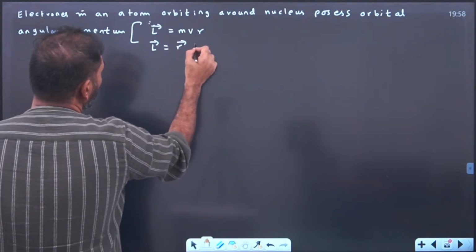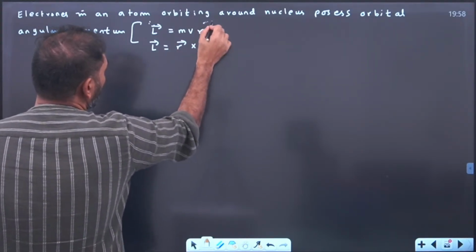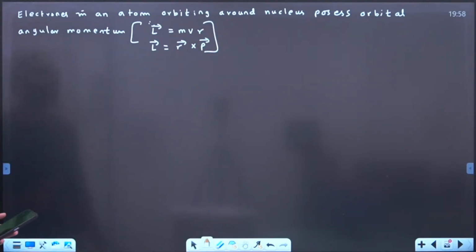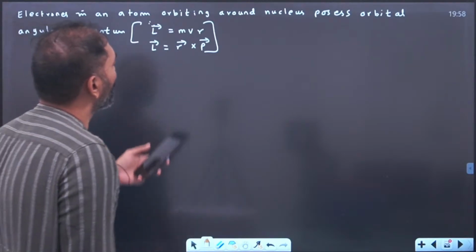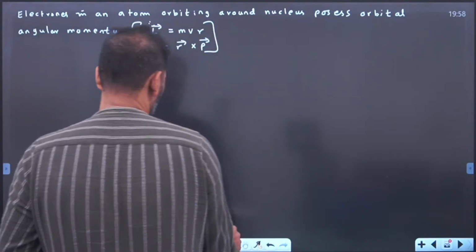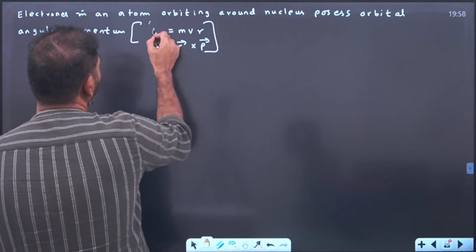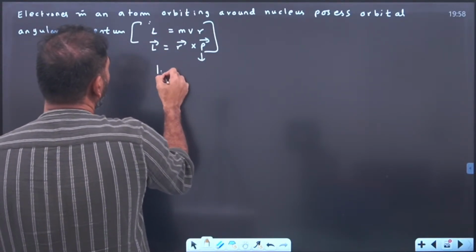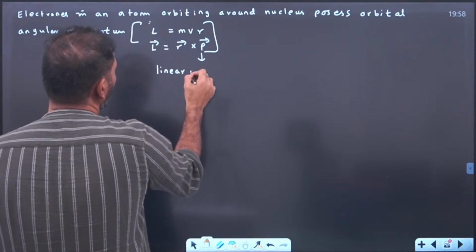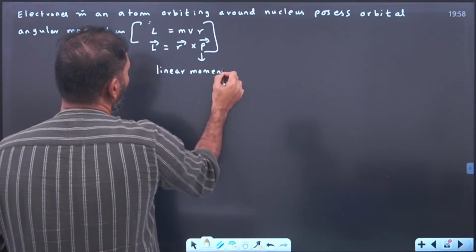L vector equal to r vector cross p vector, where m is mass, v is velocity, r is radius. In vector form, L vector equals r vector cross p vector, where p is what? Linear momentum. L is what? Angular momentum.